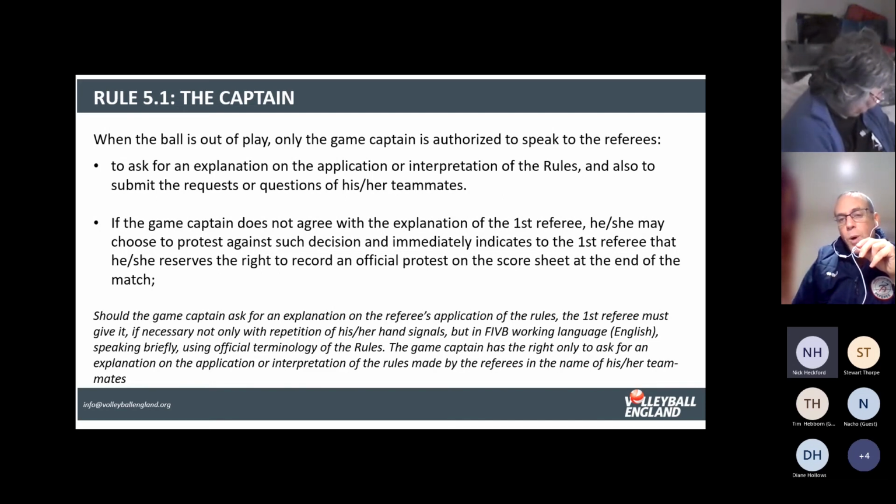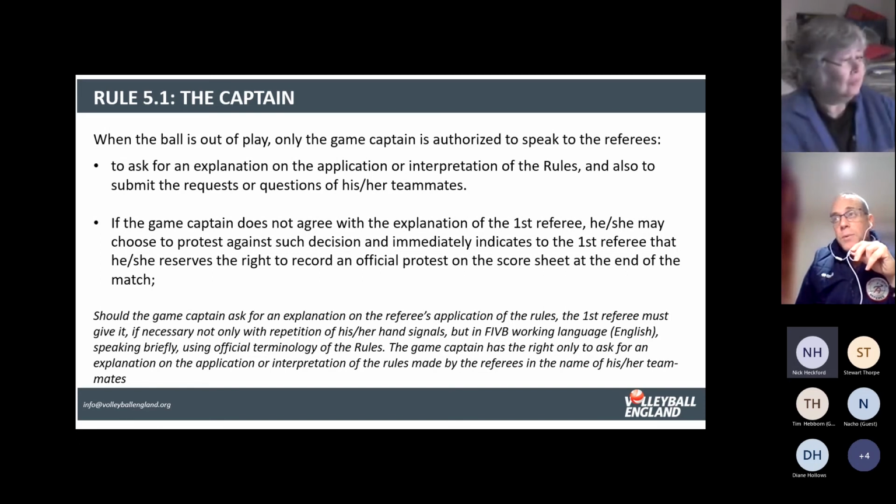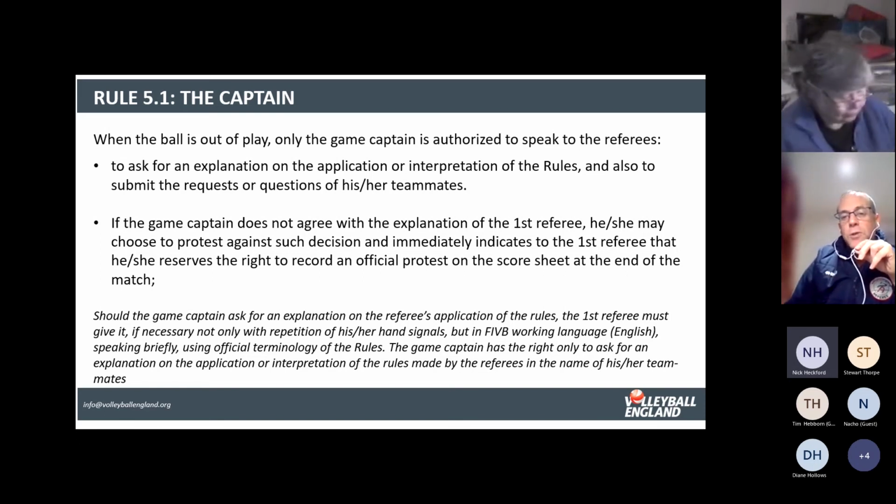Deal with it once. Don't let the conversation come back again in the same match, because you've set your level. Try and keep to your level. Don't have the same conversations about, oh, well, I think this was a double contact. I think that was a catch this time. You don't need to be told every time.